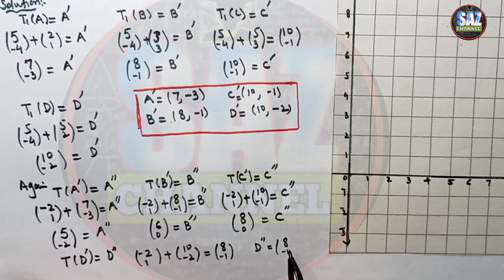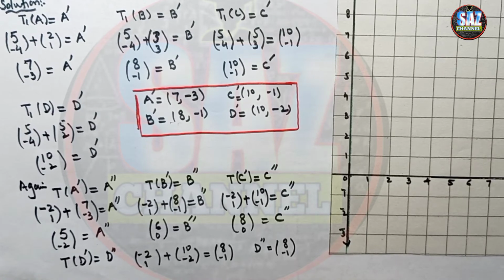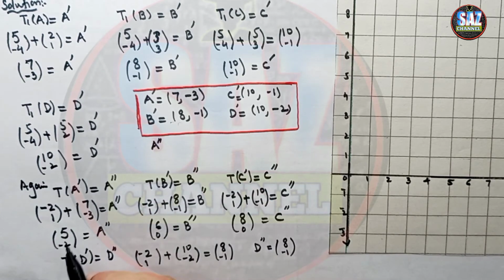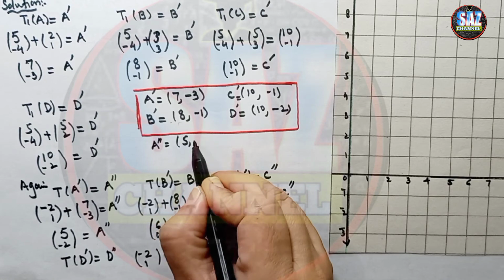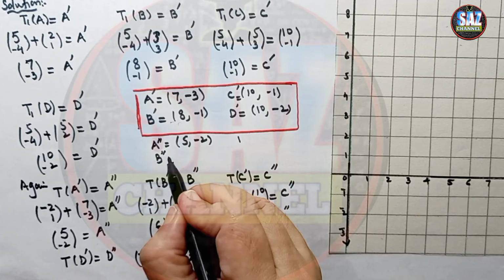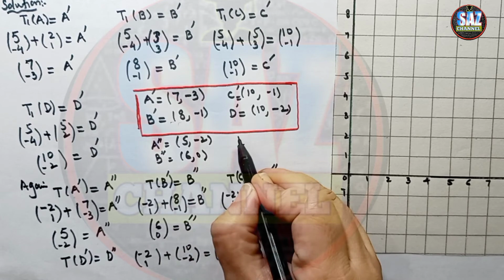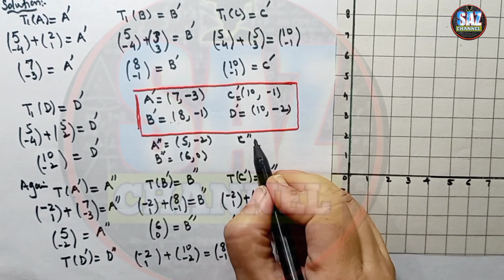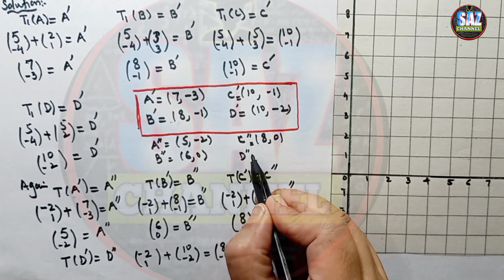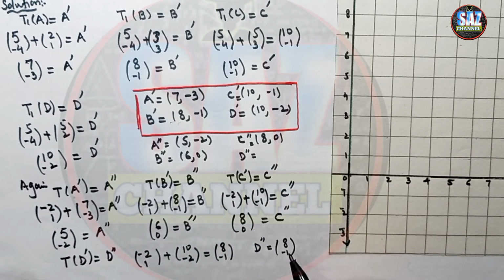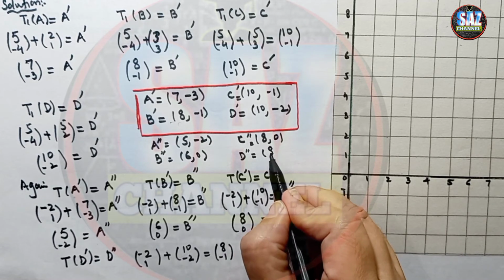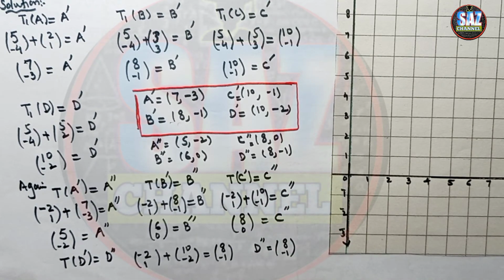And as we have to find the coordinates, we have to write A double dash is 5 and -2, B double dash is 6 and 0, C double dash will be 8 and 0, and D double dash, the final image of D under the translation vector -2 and 1, is 8 and -1. And let me block the answers.